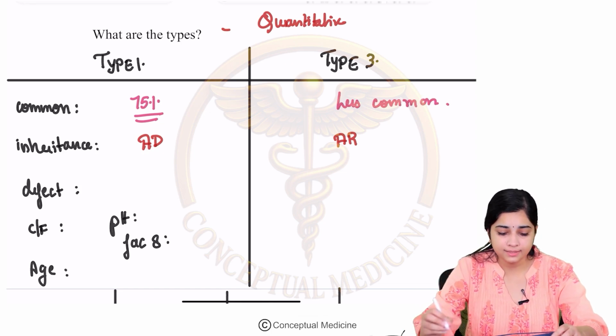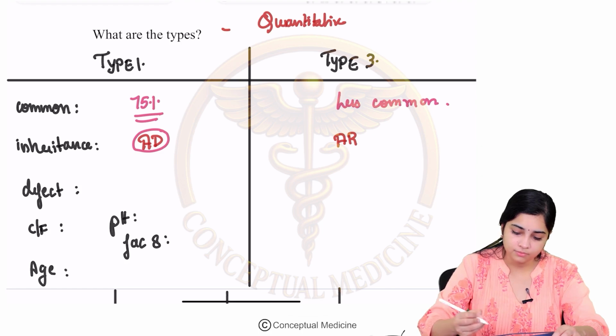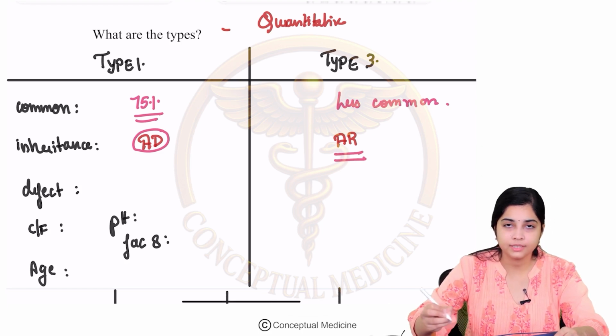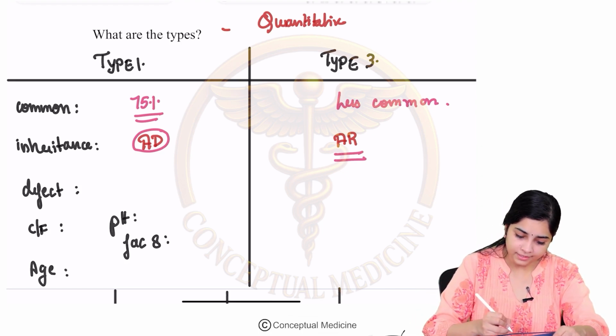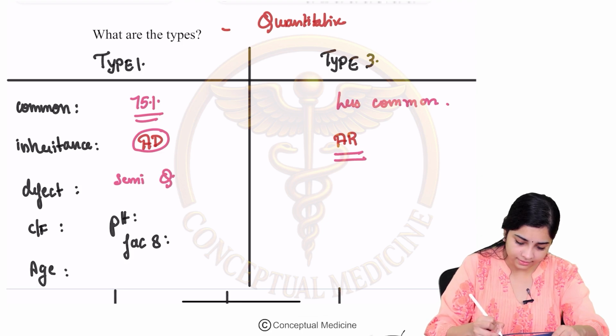What is the inheritance? Type 1 is inherited in an autosomal dominant fashion, whereas type 3 is inherited in an autosomal recessive fashion. What is the defect here? In type 1, you have a semi-quantitative defect.